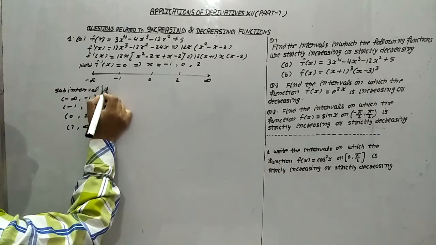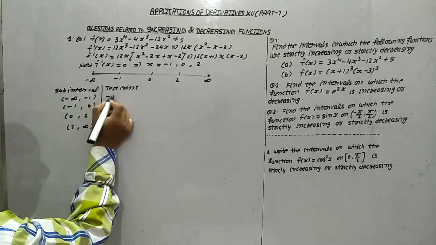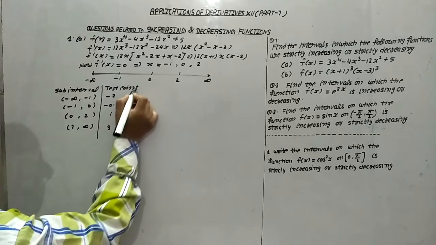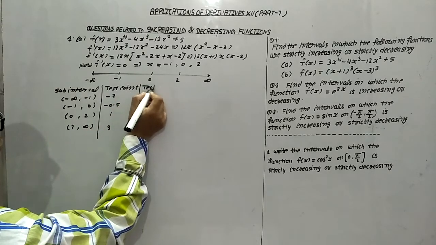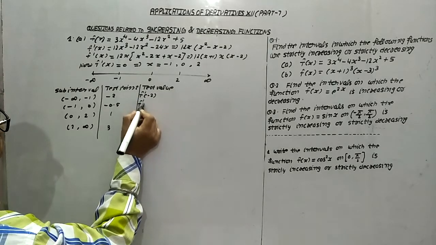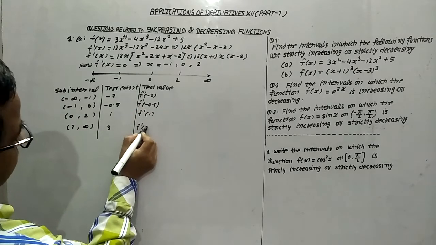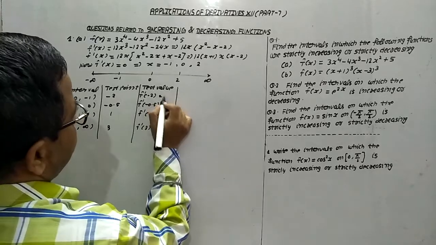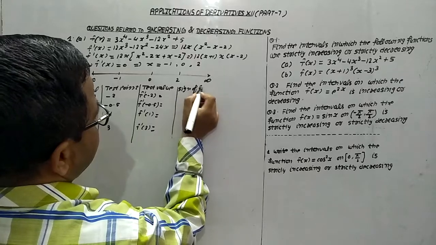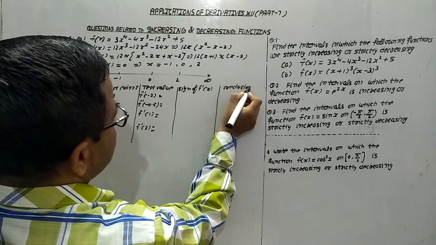Now first of all, the test points. Once we calculate the test points, what is coming? −2, −0.5, then 1, then 3. Now the test values. Test value means we have to check the values f'(−2), f'(−0.5), f'(1) and f'(3). Then the sign of f'(x), and then we have to find the conclusion. The conclusion we will do later on.